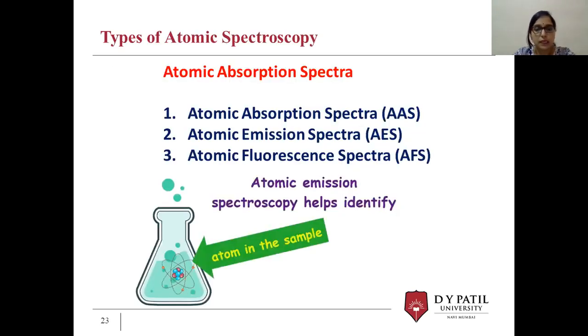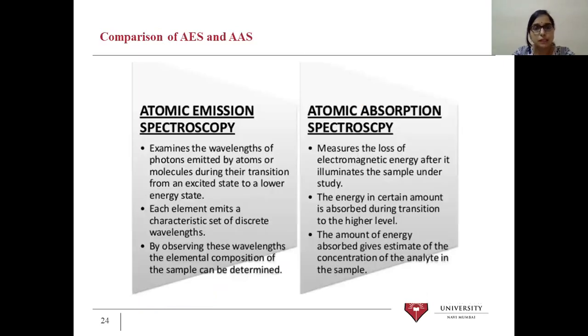Now, we can see here a conical flask, with atoms in the sample. Atomic emission spectroscopy helps us to exactly identify what atoms are present in the sample. Hence, the name given is atomic absorption spectrum. As I told you earlier, there are three categories: atomic absorption, atomic emission, and atomic fluorescence. What is the difference between AES and AAS?